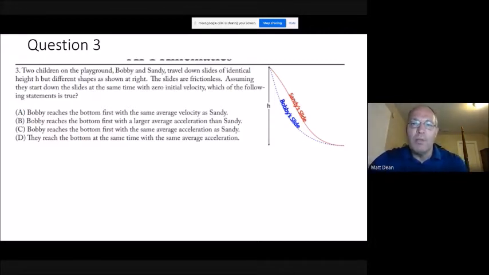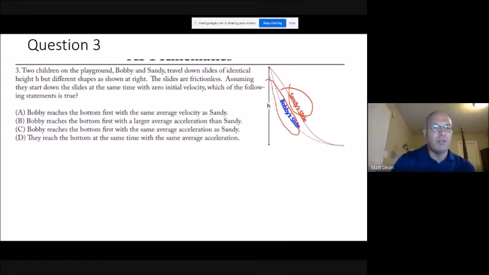All right, so what I'm hoping that you see here is that Bobby's slide starts off steeper, which means Bobby's going to have a greater acceleration to begin with. Sandy's slide is not quite as steep. That's telling us that Bobby is going to get to the bottom first because he starts off at a faster speed. So Bobby reaches first. So it's going to be A, B, or C. And what I'm hoping that you realize is because of this steepness here at the beginning, Bobby has a higher acceleration. His acceleration is closer to g. So our answer here is going to be B.